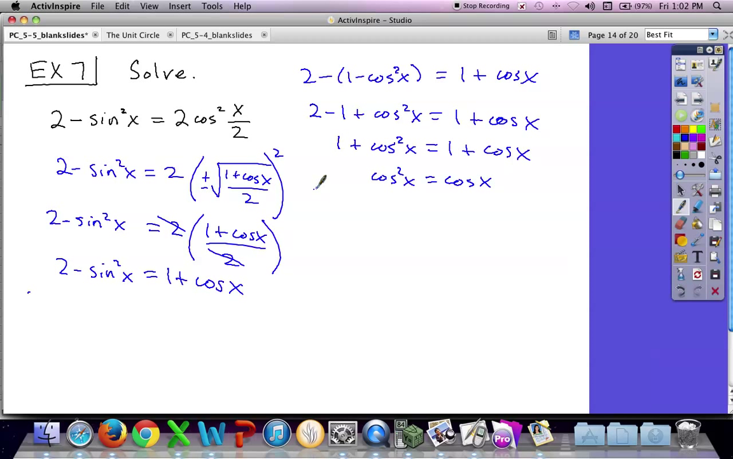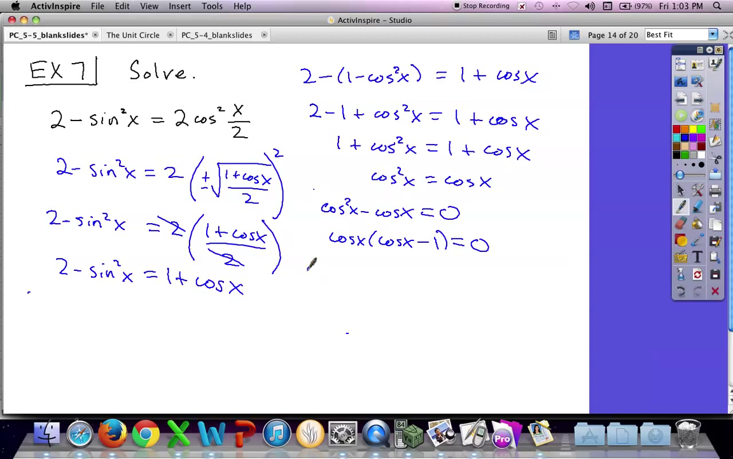Right? How do we solve an equation like that? We've done it twice at least so far. We need to get everything on one side, 0 on the other, and factor. Right? So this would be cosine squared x minus cosine x equals 0. Cosine x times cosine x minus 1 equals 0. Set each one equal to 0.